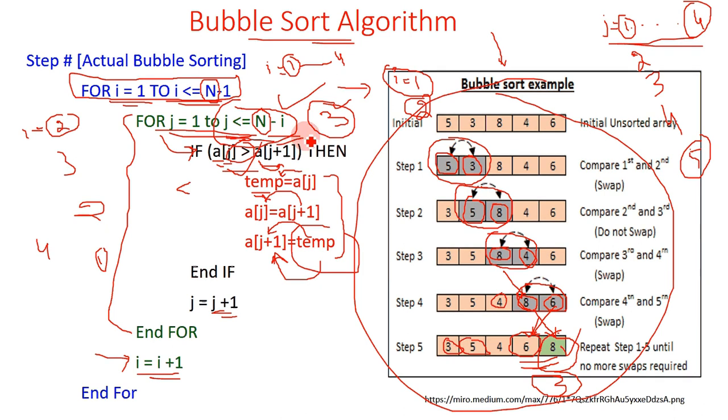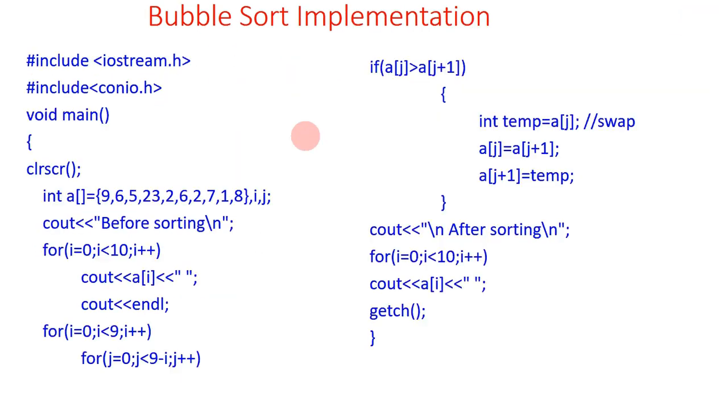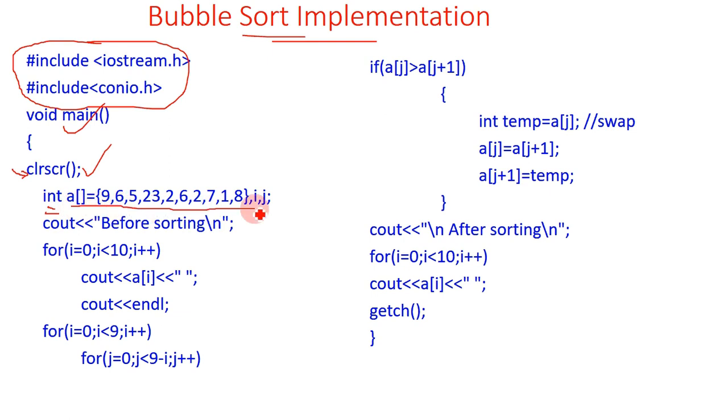Now let's move to the actual implementation of the bubble sort. So these are the header files. This is the main function. The control will go to clrscr, so the console screen will be cleared. We declare an integer type array and also initialize it with values. The name of the array is A, and we assign the values 1 2 3 4 5 6 7 8 9 10. There are a total of 10 values.